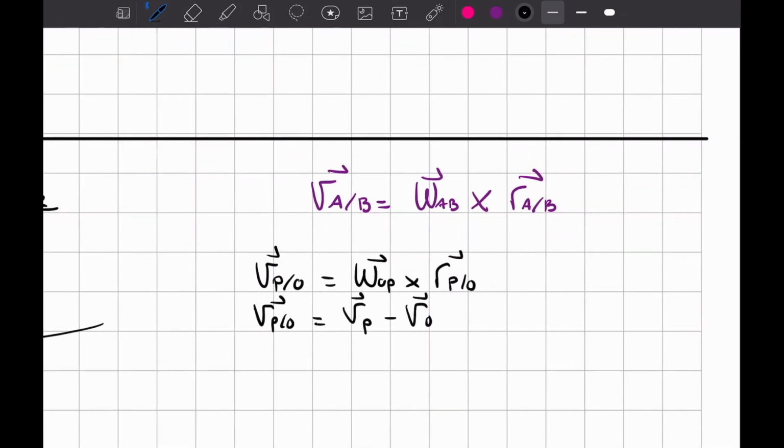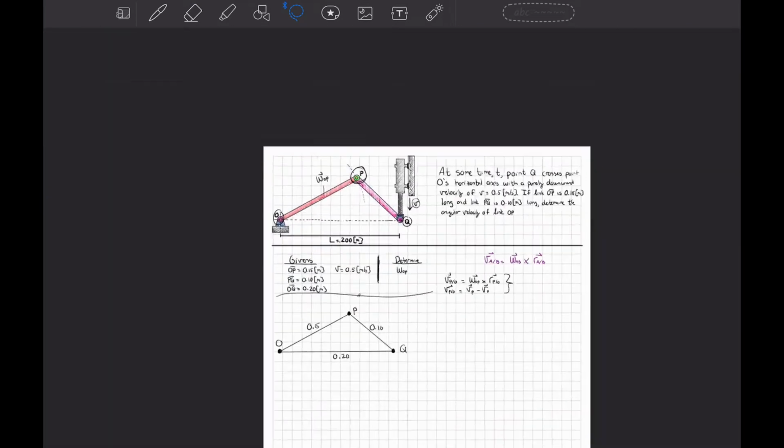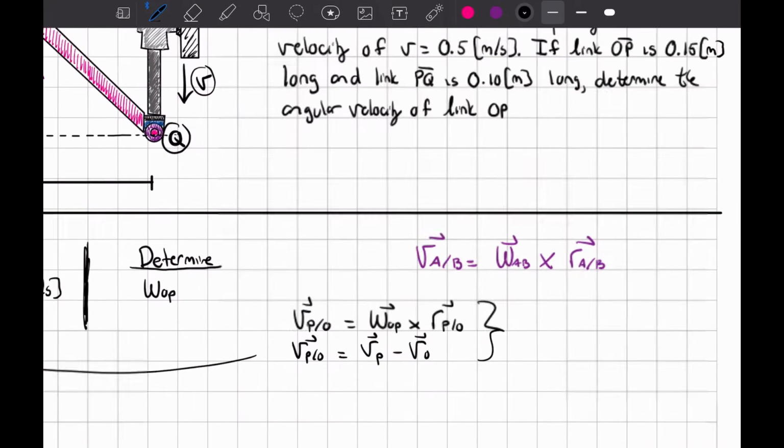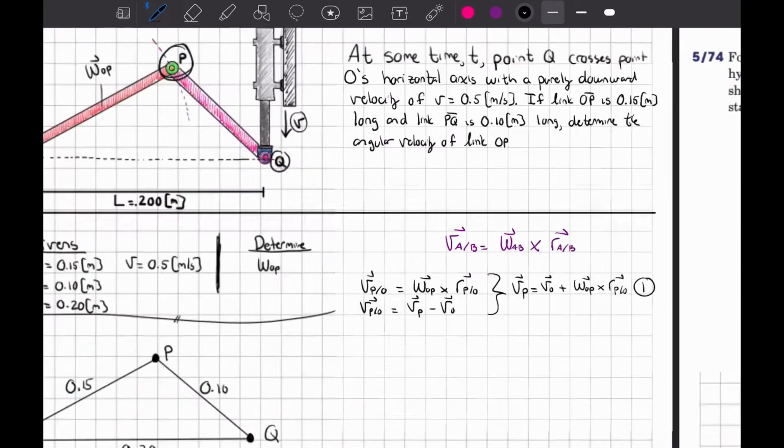So if we combine these two, let me just move that over there. We can see that, if we equate the two, V P is going to be equal to V O plus omega OP cross r P with respect to O. All right, denote that as 1.